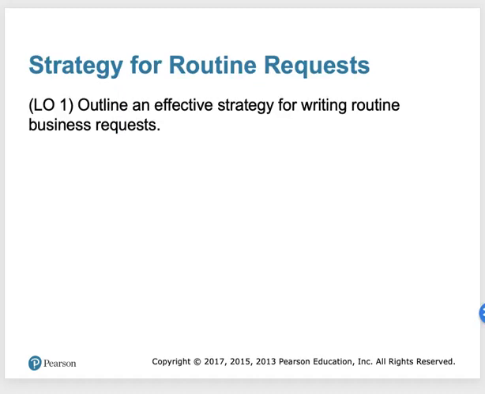We'll begin with learning objective number 1, which is to outline an effective strategy for writing routine business requests. A routine request has 3 parts. It has an opening, a body, and a close. Using the direct approach, you're going to open with your main idea, which is a clear statement of your request, and then you're going to use the body to give details and to justify your request, and finally you will close by requesting specific action.